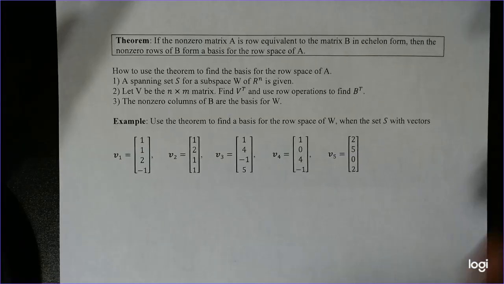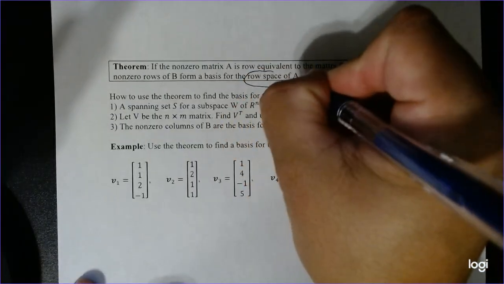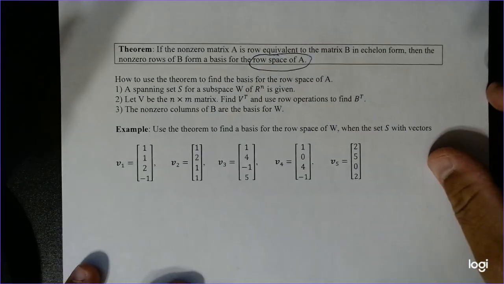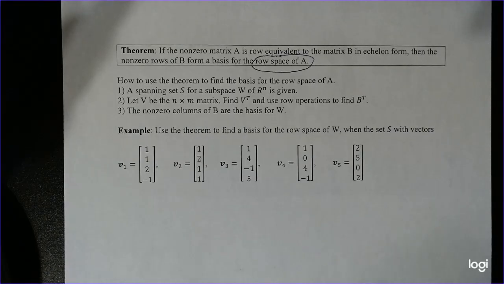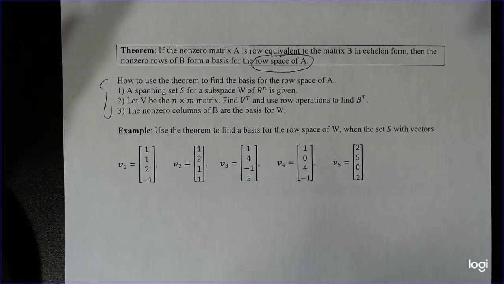Very interesting theorem going forward. If the non-zero matrix A is row equivalent to B in Euclidean form, just row reduction to Euclidean form, then the non-zero rows of B form a basis for the row space of A. Now, this only works for the row space of A. That's the trick one. That's the key thing. So it's a very particular type of theorem. It only works for the row space of A. Now, the question is, how do I find the basis of a row space of A? Good question. That's exactly what we're going to be able to do.